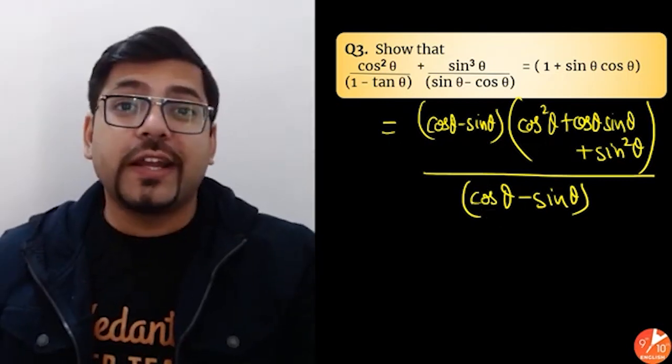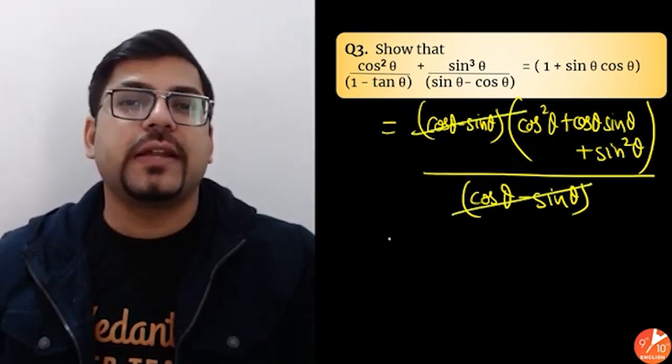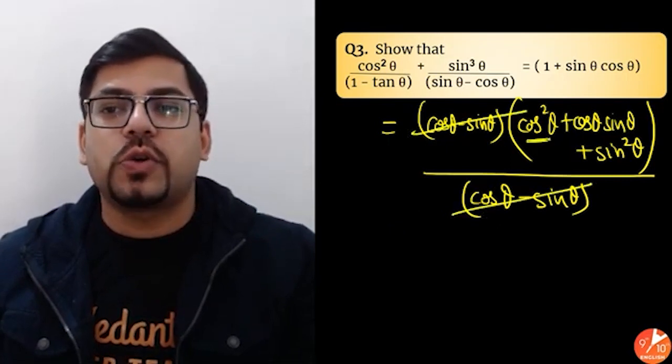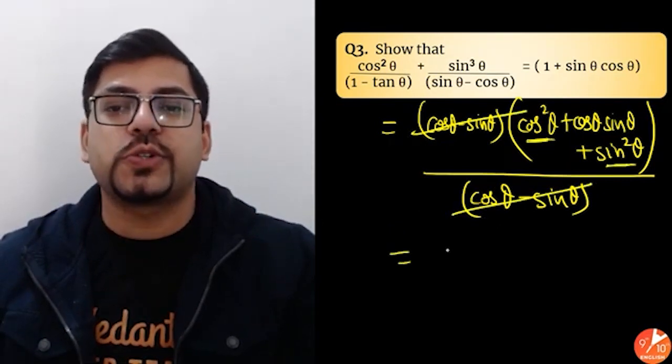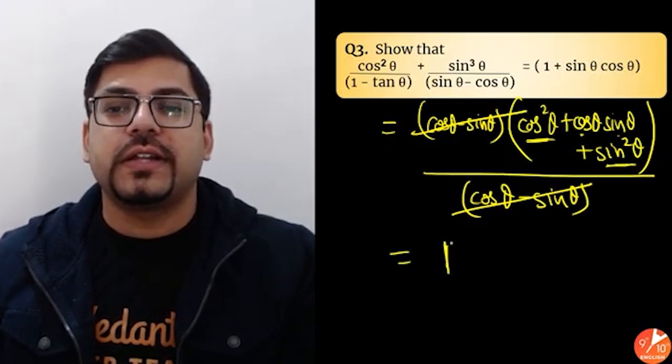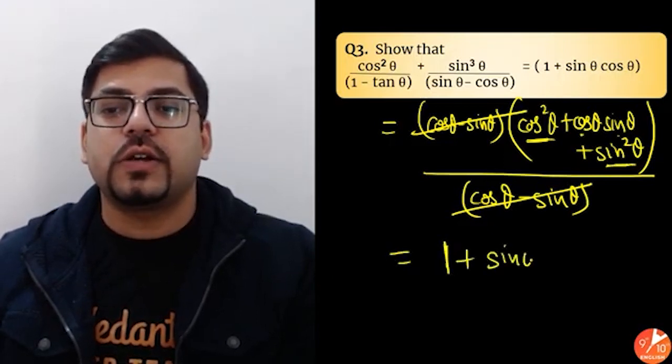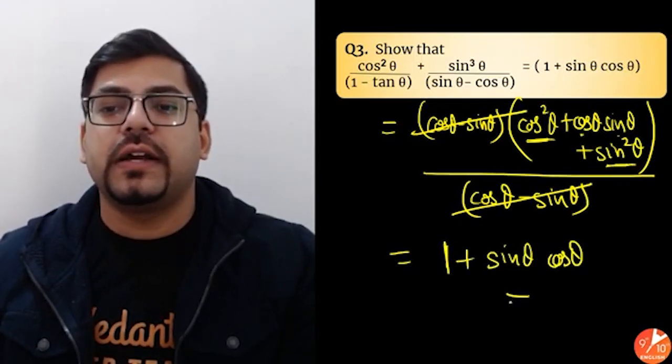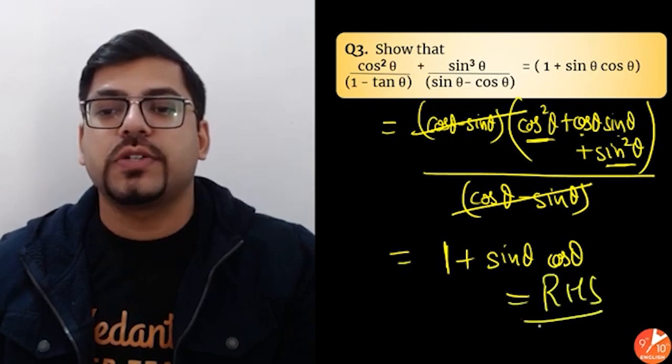So finally what do you get? You get cos theta minus sine theta cancelled, and you have got cos square theta plus sine square theta, which needless to say is 1, and then cos theta sine theta. So 1 plus sine theta cos theta. That is what had been asked. This is equals to RHS.